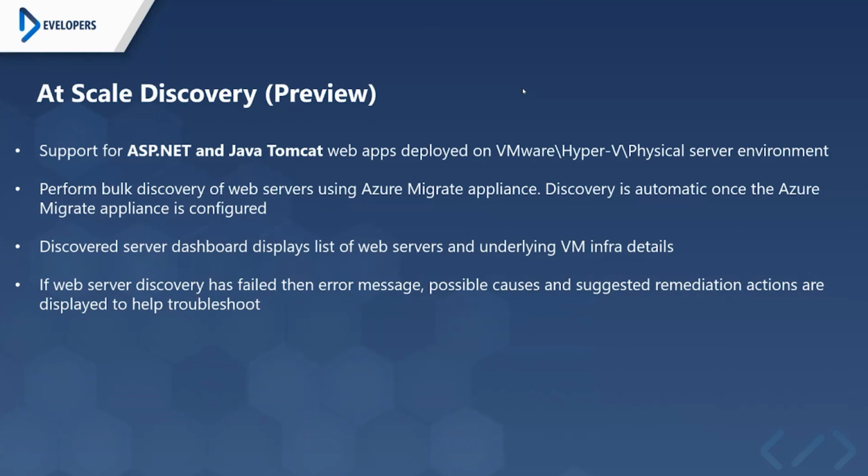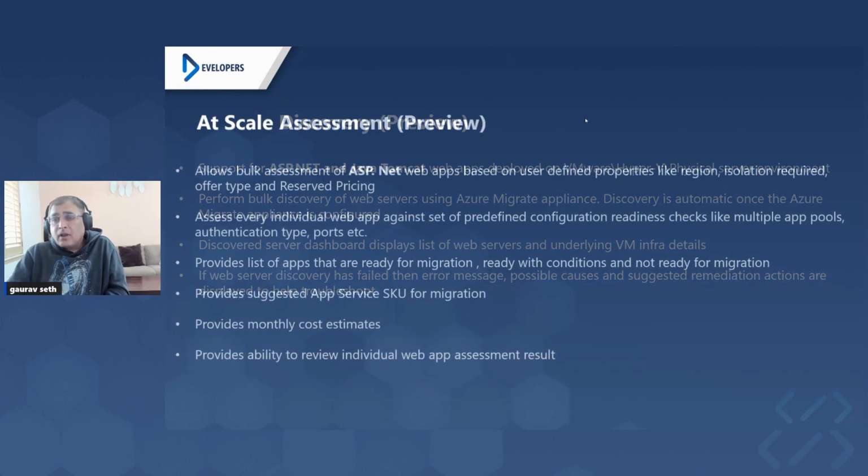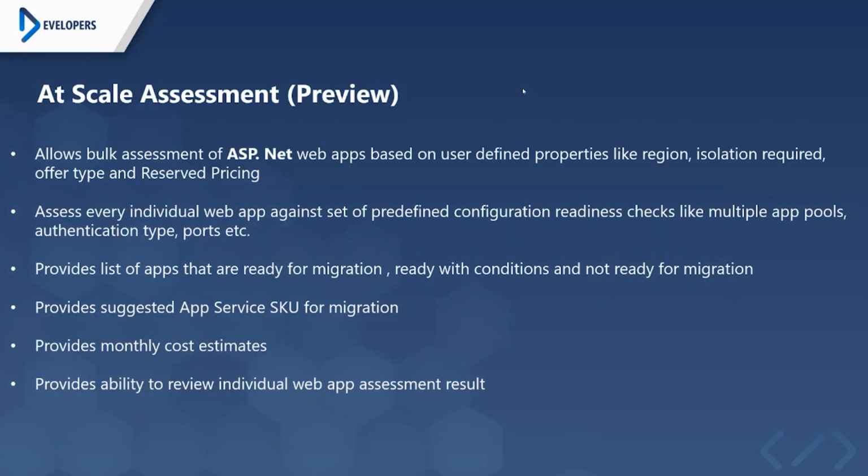Once you download and configure the appliance, the discovery process is pretty much automated. We give you a very nice interactive dashboard of what all apps we have discovered on every individual server, with some of the underlying infrastructure details. Once the discovery is done, the next step is assessment, and you as a user go ahead and define tons of attributes that you want to assess against.